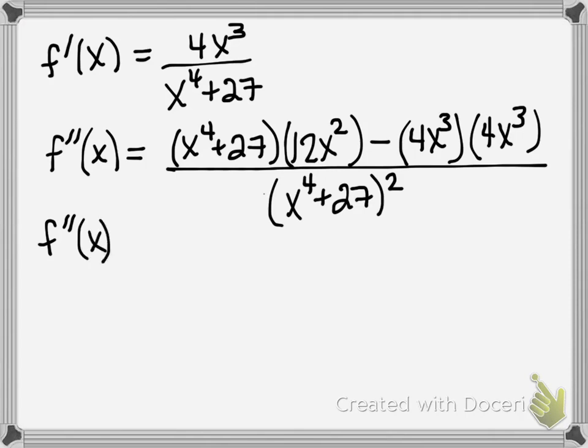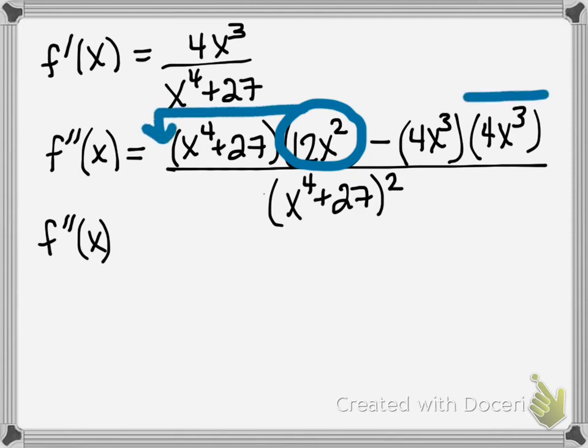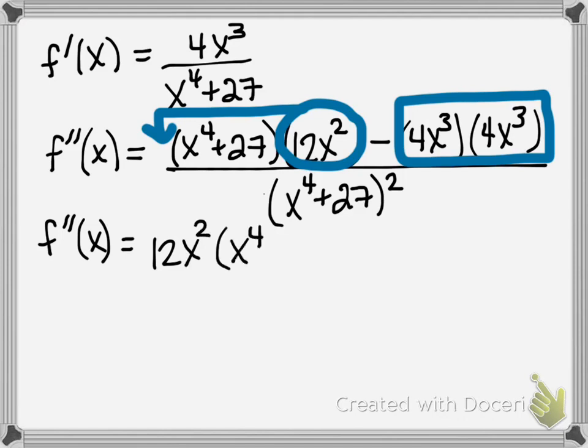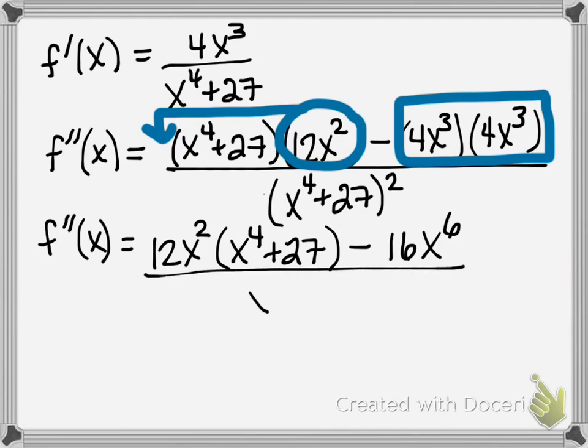Not too much. All I'm going to do pretty much is bring this 12x to the second and just rewrite it out here in front, and then multiply the 4x cubed times the 4x cubed. So I have 12x squared times the quantity x to the fourth plus 27 minus 16x to the sixth, all divided by x to the fourth plus 27, the quantity squared.